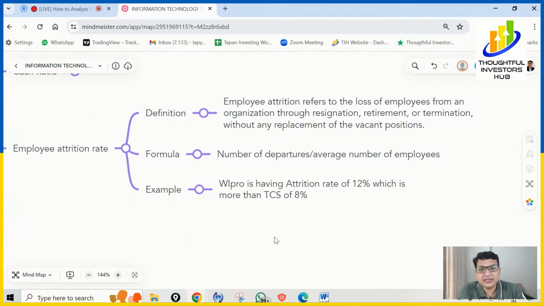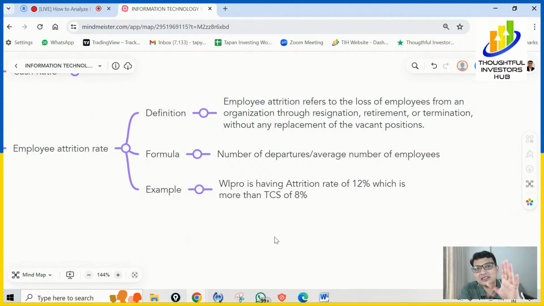And what is the example? Wipro has an attrition rate of 12%, which is more than TCS's 8%. So people are leaving Wipro, that is 12%, and they are not being replaced also.